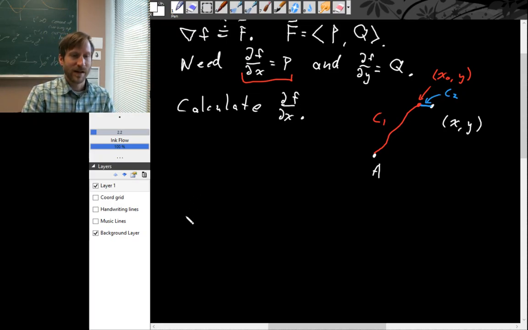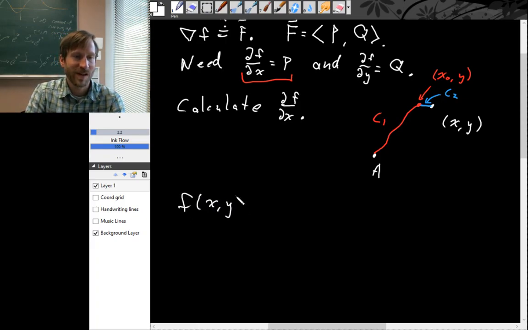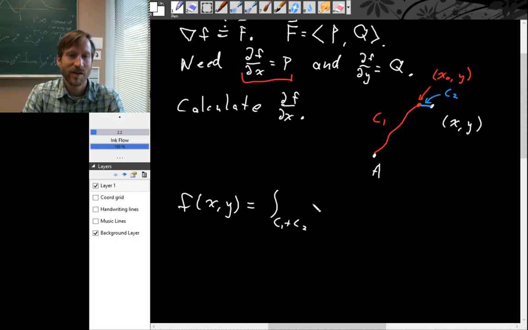Now, let's look at f of x comma y. We'll take the derivative in just a little bit. So f of x comma y is the integral over this path, C1 and C2, of F dot dr.